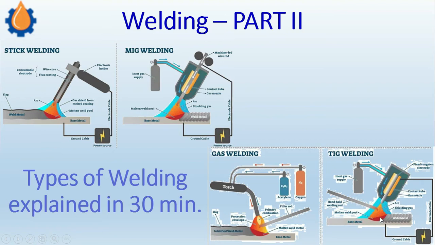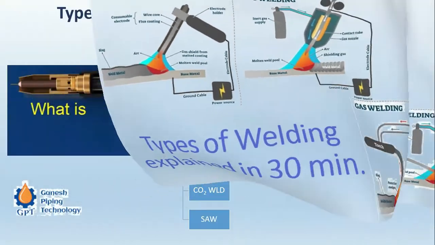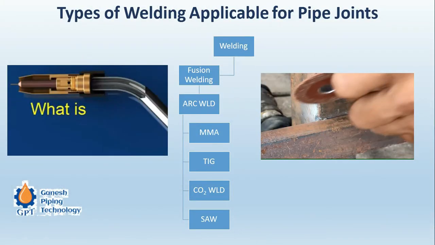TIG welding is used especially where we have lower thicknesses, thinner plates which we have to weld, or shells or pipes which are very thin, for small bore. In that case, we go with TIG welding. Now we will move forward and see how these different types of welding are organized. This is a brief overview we will take.